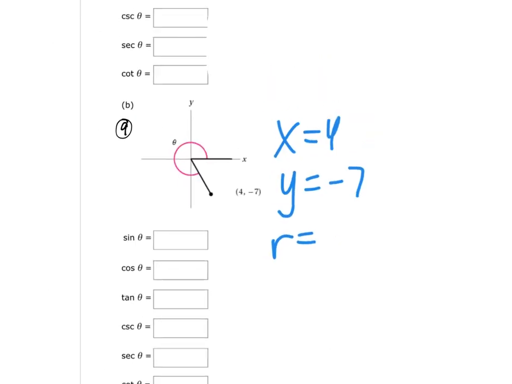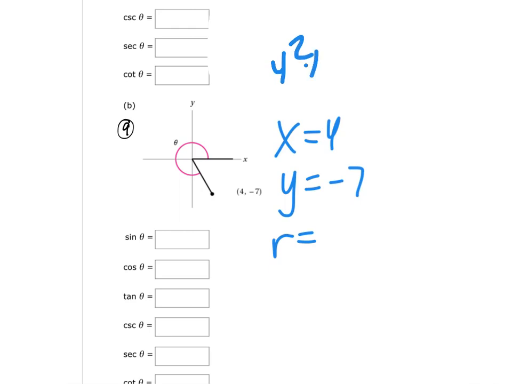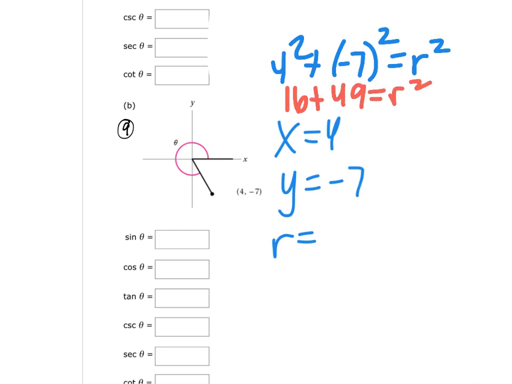So I would say 4 squared plus negative 7 squared equals r squared. R is always going to be what kind of a number? Positive. So I have 16 plus 49 equals r squared. What is 16 plus 49? 65 equals r squared. How do I get r?